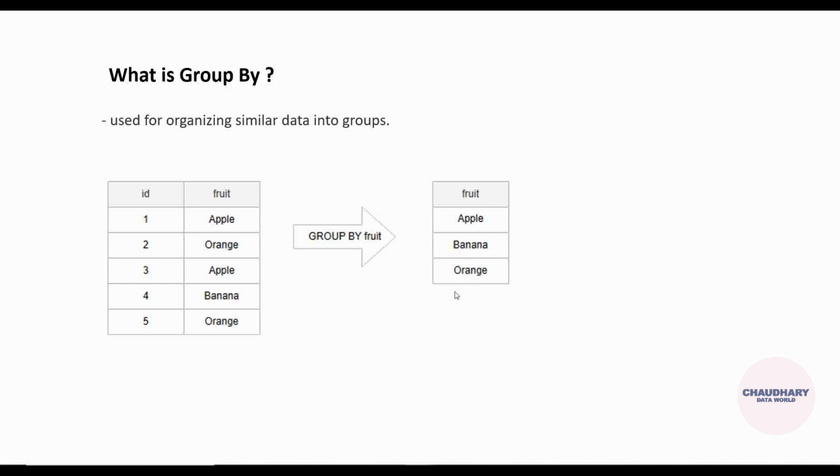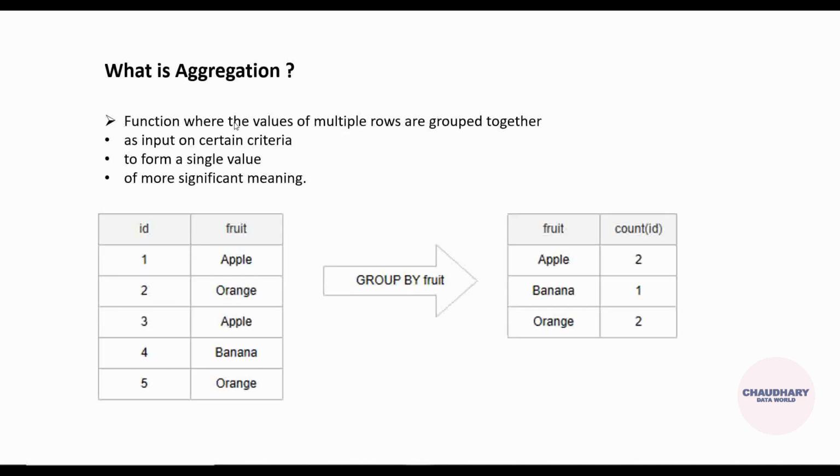Now we will be watching another functionality. So this basically is the grouping. Now on top of it, an aggregation function is applied. This table is nothing of use right now, right? So to make it meaningful data, aggregation is applied on top of this table. The aggregation function is where the values of multiple rows are grouped together. Right now here we have 5 rows, and these 5 rows are grouped together as input on a certain criteria.